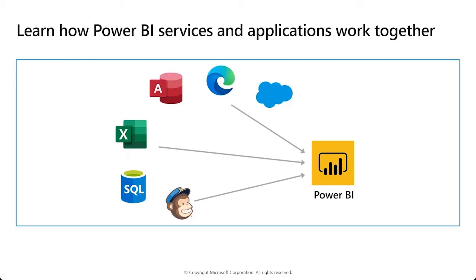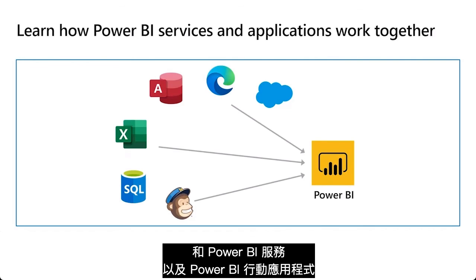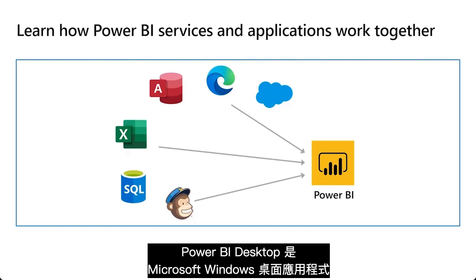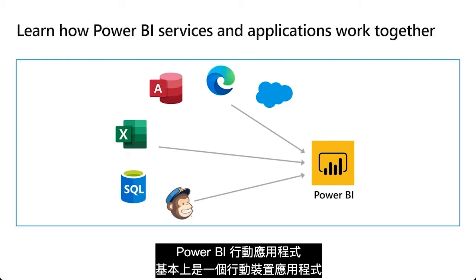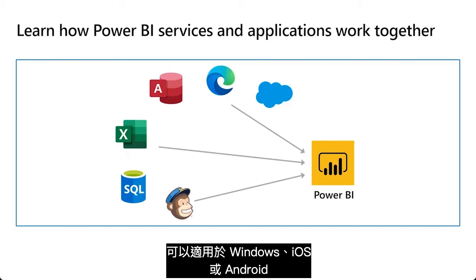So Power BI consists of a couple of components. There is the Power BI Desktop, the Power BI servers, as well as the Power BI mobile app. The Power BI Desktop is a Microsoft Windows desktop application. Power BI Service is an online SaaS, software as a service, and the Power BI mobile app is essentially a mobile app that runs on either Windows, iOS, or Android mobile operating systems.